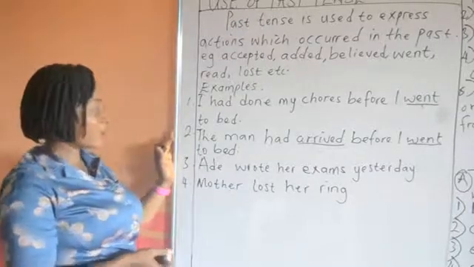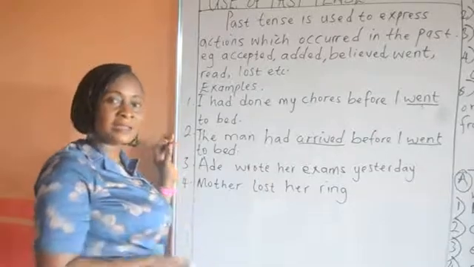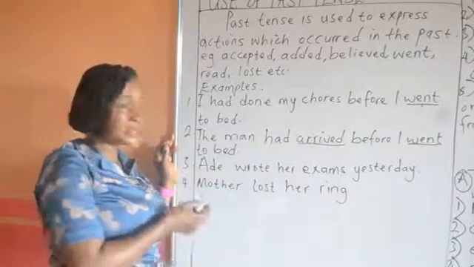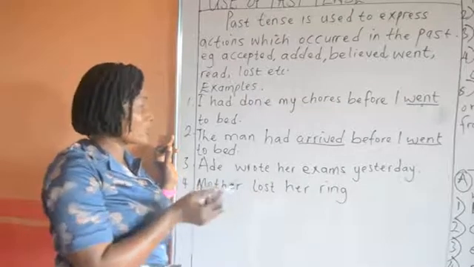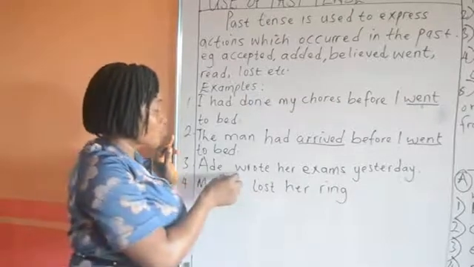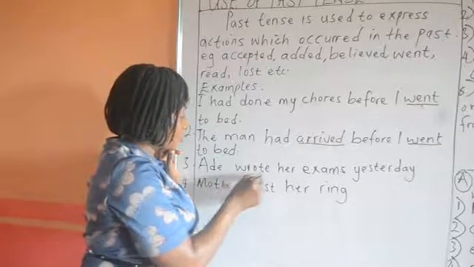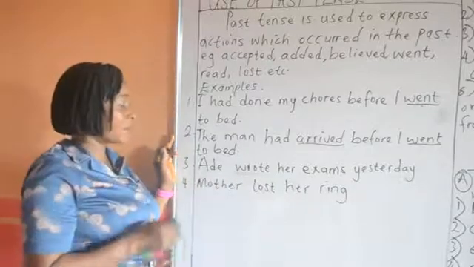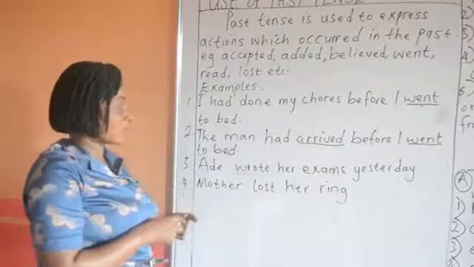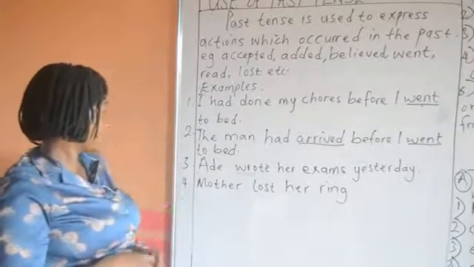Number 3, Ade wrote her exams yesterday. What's the past tense there? From the action word, which is wrote. The present tense is the word write. So wrote is the past tense of the word write. So wrote is the past tense in this particular sentence.